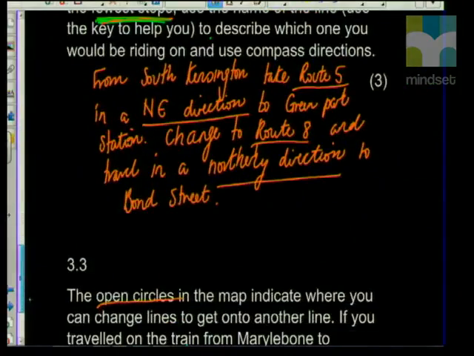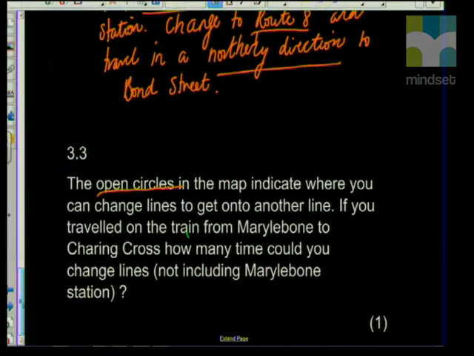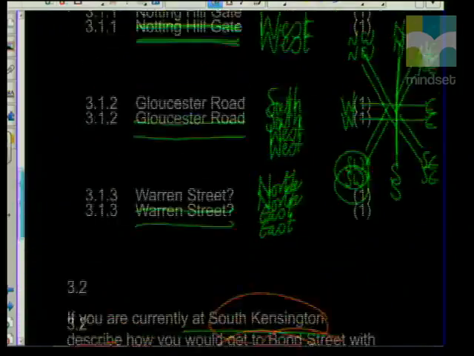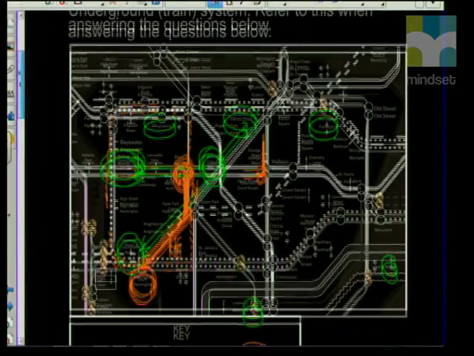So let's have a look and see what they're asking us. The open circles on the map indicate where you can change lines to get onto a different line. If you travelled on the train from Marylebone to Charing Cross, how many times could you change lines, not including Marylebone station? So if I want to go from Marylebone to Charing Cross, let's have a look at our map.